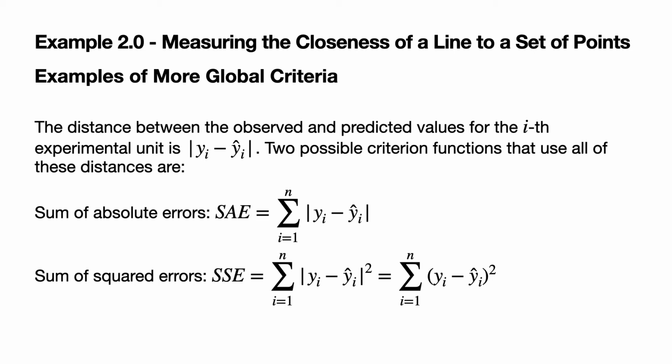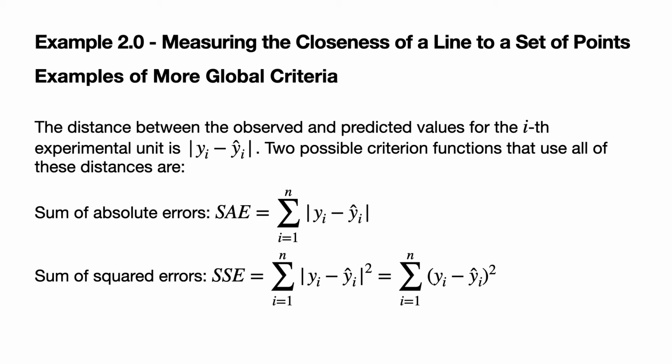The other criterion that we can use that is based on these distances is obtained by squaring those distances and then adding those squared values up. And that is called the sum of squared errors, or SSE. So that is the sum, i going from 1 to n, of the square of the absolute value of the differences. And we can also express that as the sum, i going from 1 to n, of the square without the absolute values. All right, so you can express that either way.